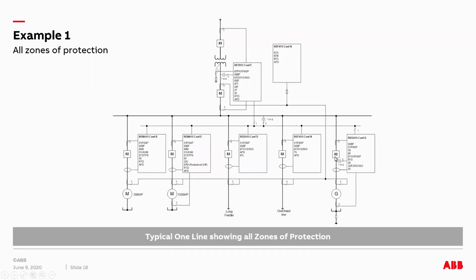And here, the last one is a generator feeder, which is again connected to the bus bar here. So for generator, we use REG 615 configuration D. It has its own CT, and it has its own PT input. And of course, it has a differential. It's a large generator, so we need a differential protection for that. So CTs are connected to the relay from both the bus side and the neutral side of the generator.